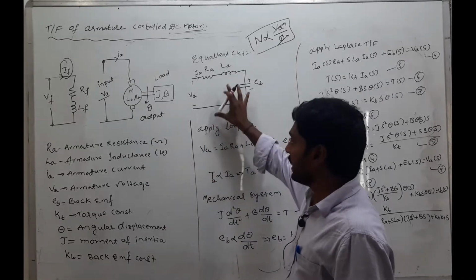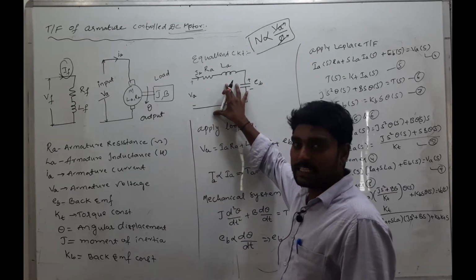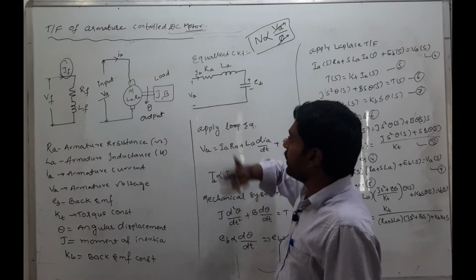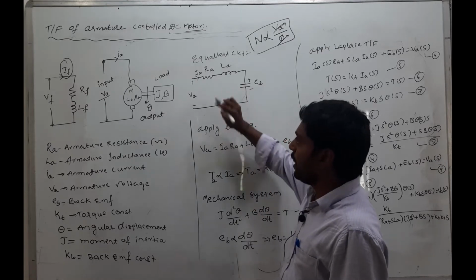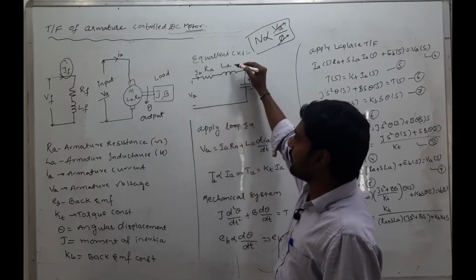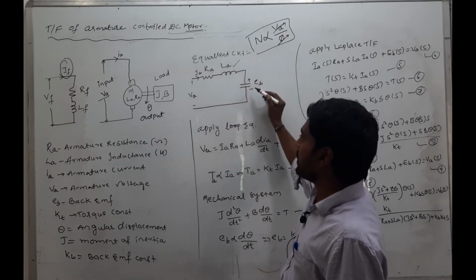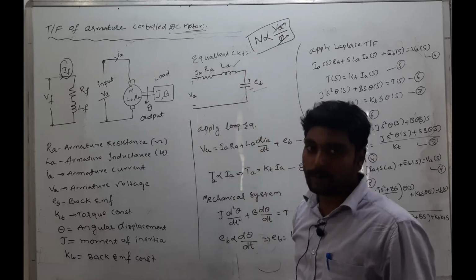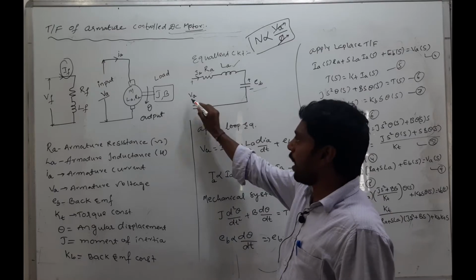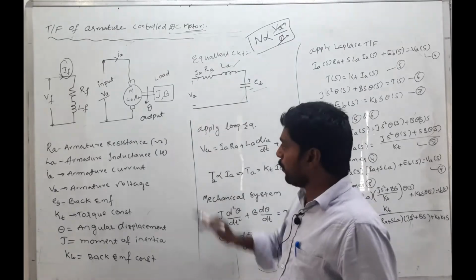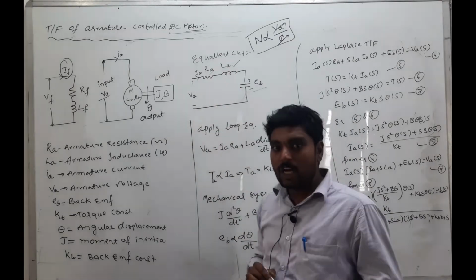This is the equivalent armature circuit. In this equivalent armature circuit, here is the armature resistance, here the armature inductance, and next one is the back EMF. A motor produces back EMF whenever it rotates. This is the applied voltage VA. By using this circuit, we will get the transfer function.